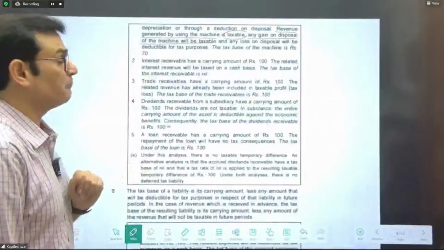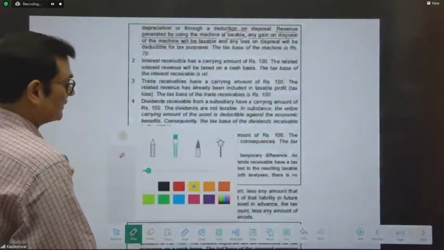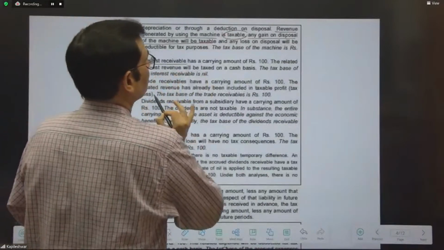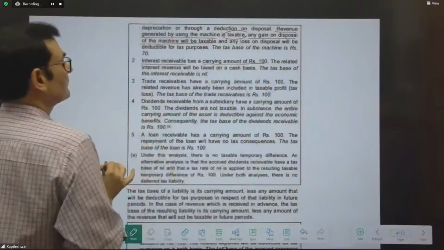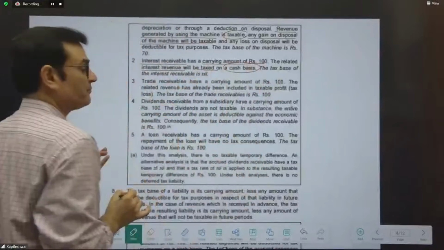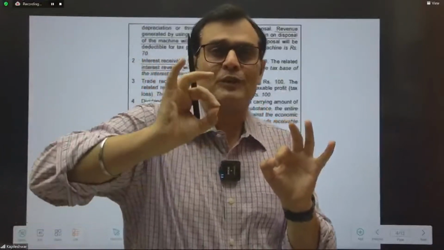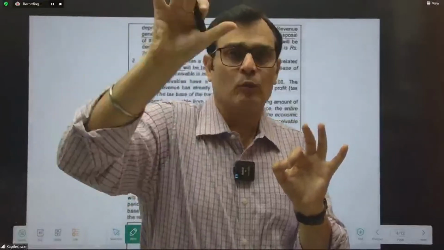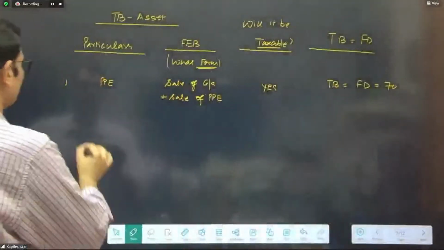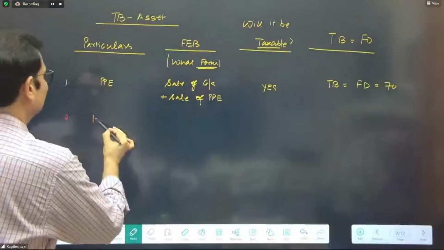Let's now look at another example. So I'm looking at the second example now. In the second example I am given, there is an interest receivable which has a carrying amount of 100. The related interest revenue will be taxed on a cash basis. It says the interest in the balance sheet is going to be taxed when you collect. Cash basis. We'll take an accrual basis also for understanding. So the second example is pertaining to the concept of interest receivable.